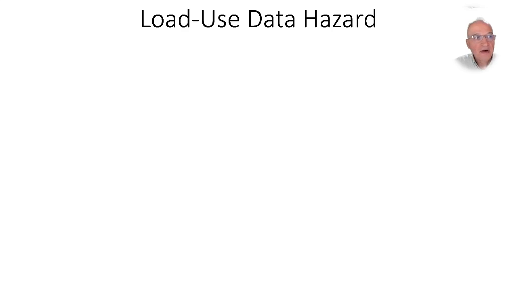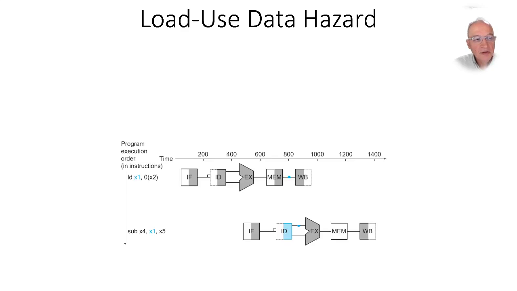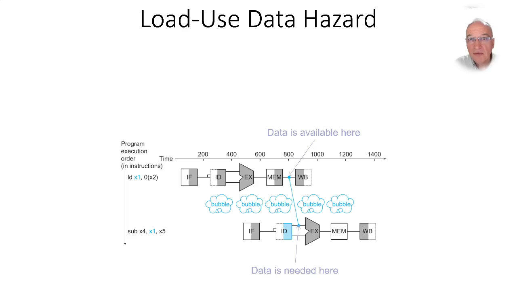The other type of hazard that we need to look into is the load use data hazard. A load use data hazard happens because the result from the load instruction is only available at the end of the memory stage, and if I have an instruction that immediately follows the load and uses the value of the load, that instruction will need that value at the input of the execution stage. So the data is available at this point, and the data is needed at that point, and I need to do this forwarding. But I cannot do this forwarding by putting the 2 instructions one next to the other. In this case, I do require a bubble.